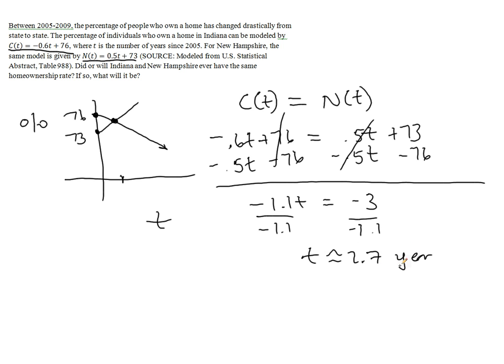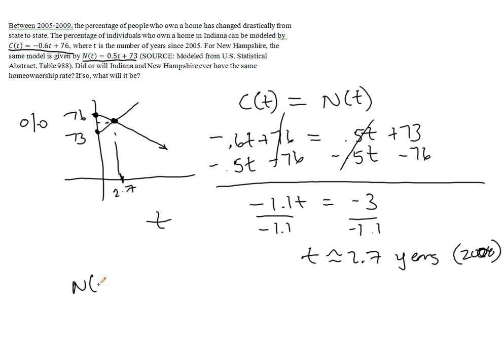That means that 2.7 years after the year 2005, so almost 2008, the homeownership rates are going to be equal to each other. To know what the homeownership rate is, we know that this is 2.7 years. It doesn't really matter which of the two equations we plug this value back into, because at 2.7 years, the percentage is going to be the same for both.